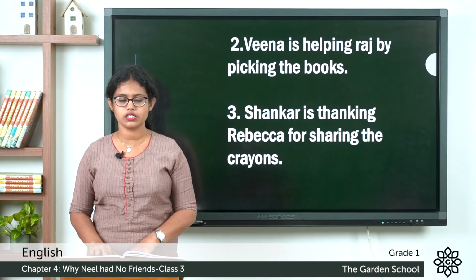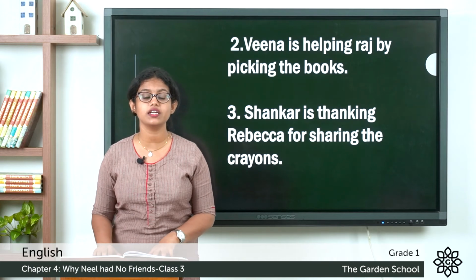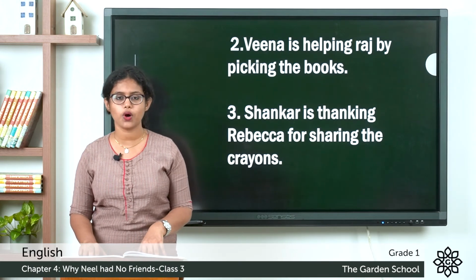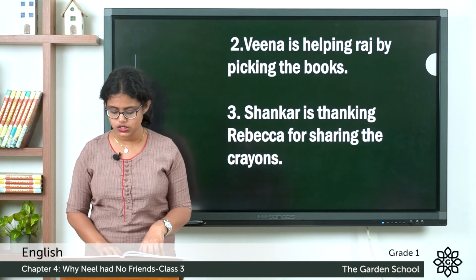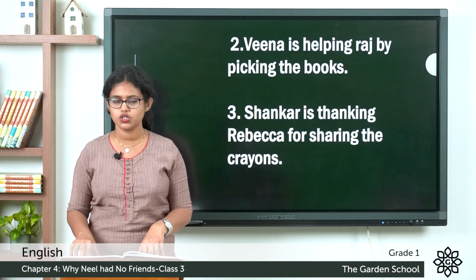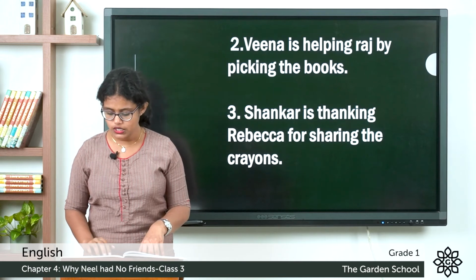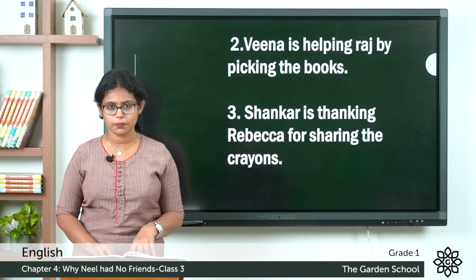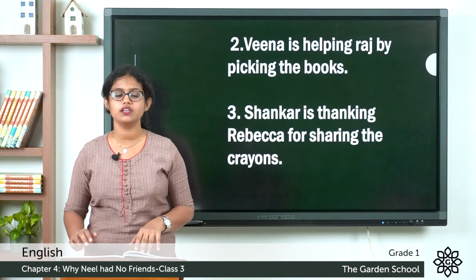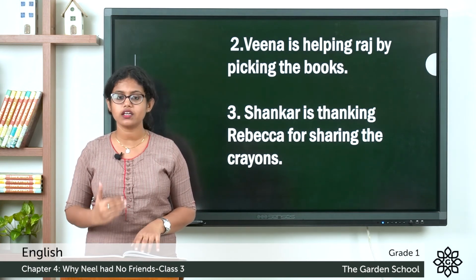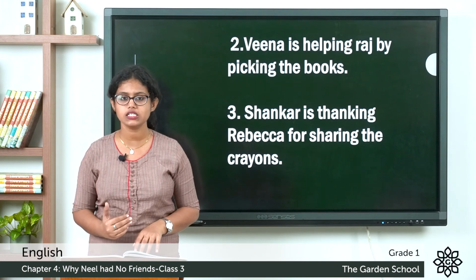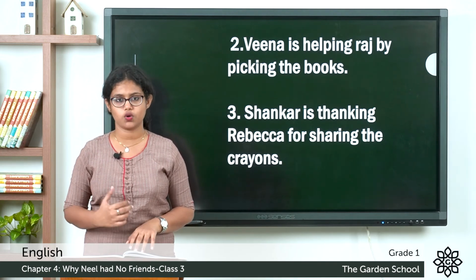In the next picture, you can see both of them are sharing crayons, and the other one is saying thank you. How can we write it as a sentence? Let's write it as Shankar. Shankar is the boy. Shankar is thanking Rebecca for sharing the crayons. So the little boy Shankar is thanking Rebecca for sharing her crayons.